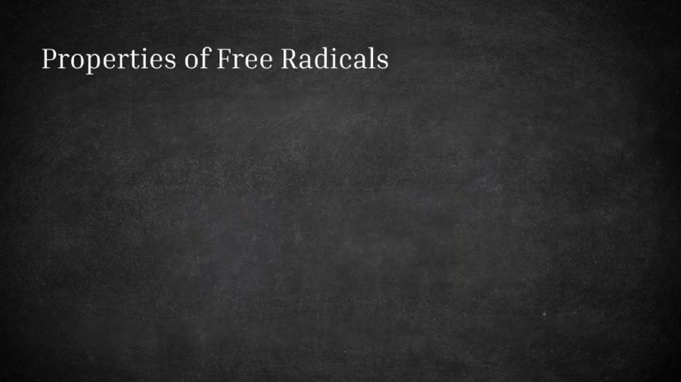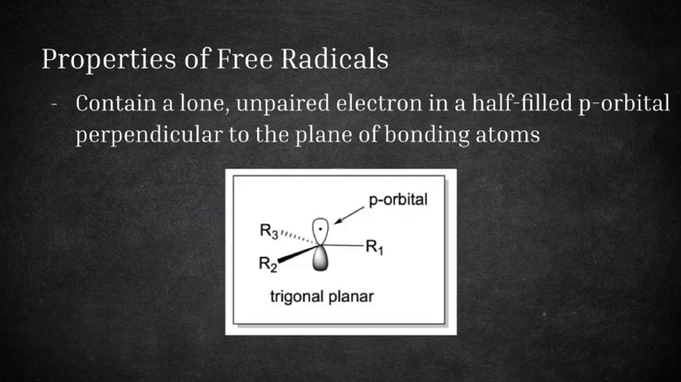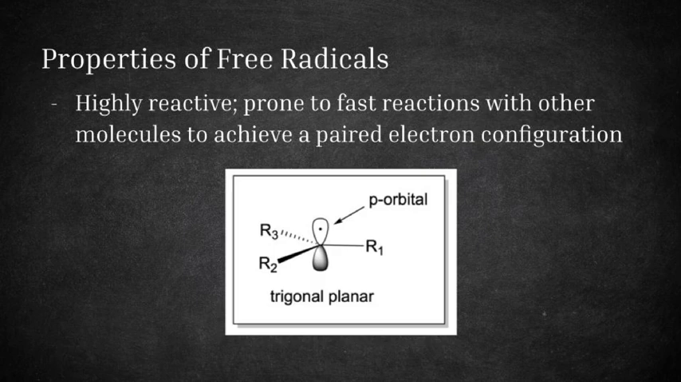Let's briefly discuss some key properties of radicals before exploring the factors that affect their stability. Radicals contain a lone, unpaired electron, which resides in a half-filled p orbital that is perpendicular to the plane of the bonding electrons. This often leads to a trigonal, planar-like geometry around the radical center, influencing their reactivity and the products they form. Additionally, because radicals have an unpaired electron, they are highly reactive, making them prone to fast reactions with other molecules in an effort to achieve a more stable paired electron configuration.